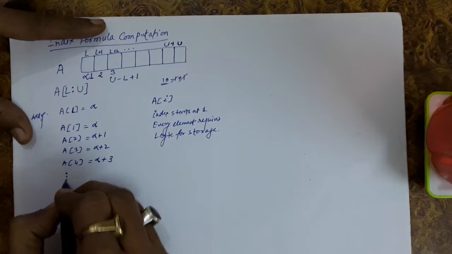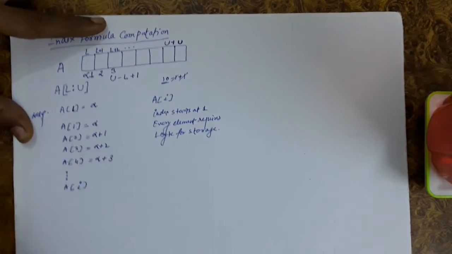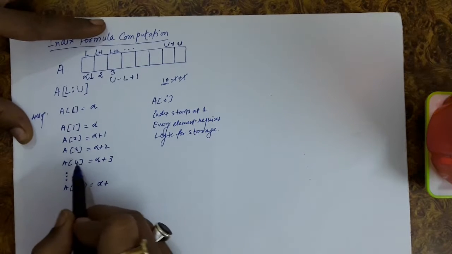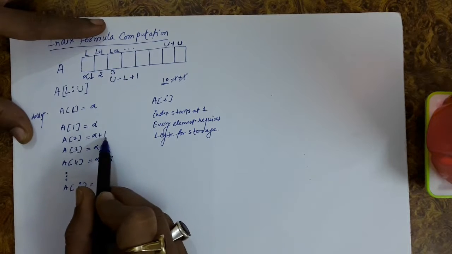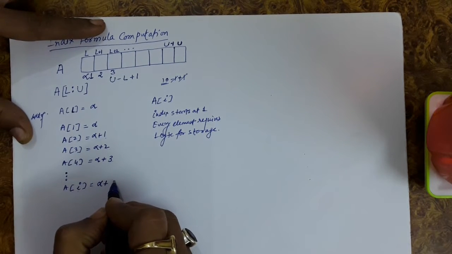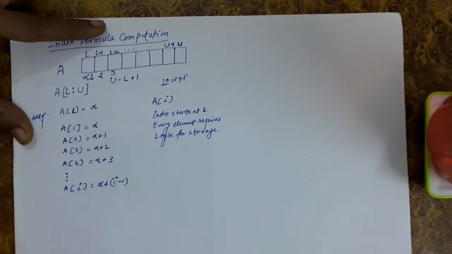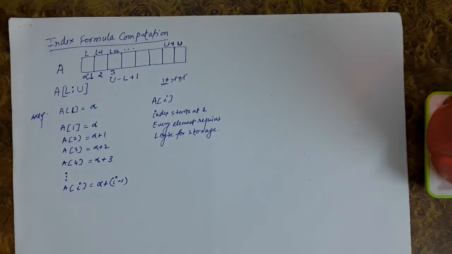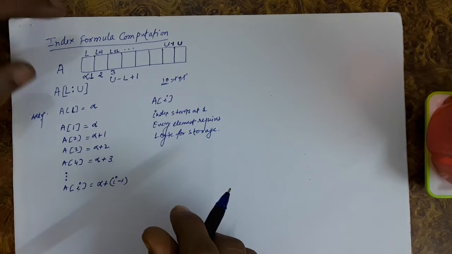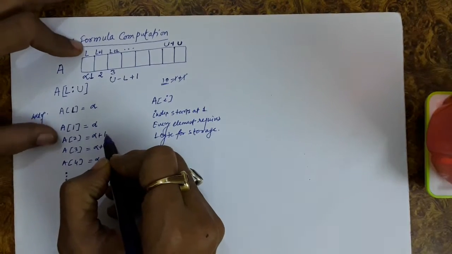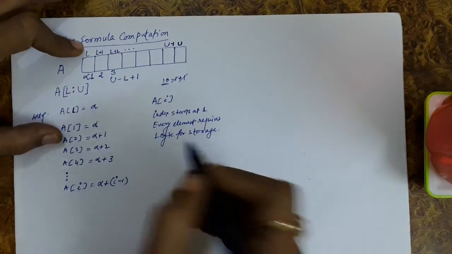Now similarly, if you want to find out the address of some ith element, it will be alpha plus, see, if we are finding the address of the fourth element, then it is plus 3. For 3 it is plus 2. For 2 it is plus 1. Similarly, for I it will be alpha plus I minus 1. So alpha plus I minus 1 is the address of some ith element with the assumptions. Now let us remove the second assumption, that every element requires 1 byte for the storage. It requires more than 1 byte. So let's say an element requires n bytes for the storage.